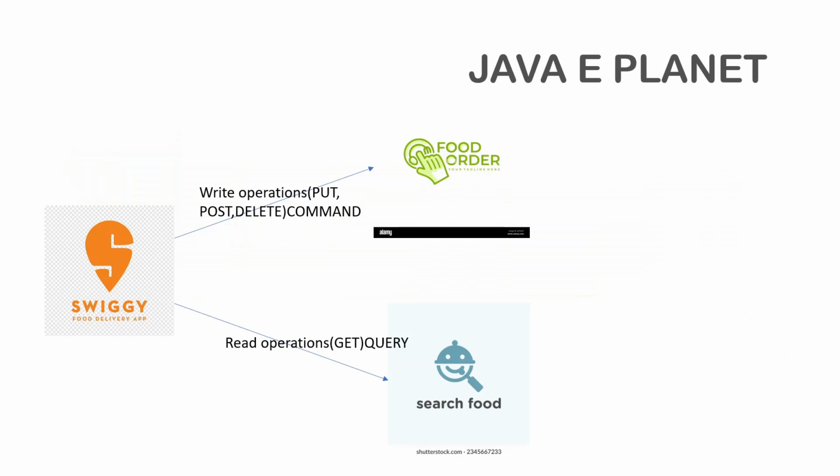Let's say, for example, in the following diagram, we have the Swiggy application where we order food and also search for food items. Placing the order is a write operation, put, post, delete, which is nothing but command segregation. Searching for the food items is querying the items, which is a read operation, a get here.